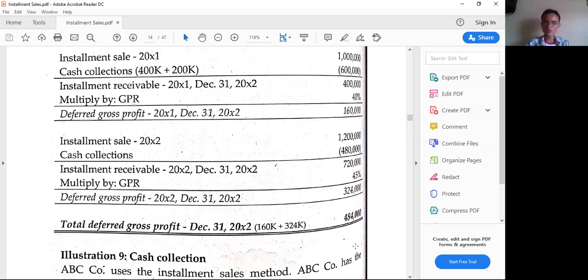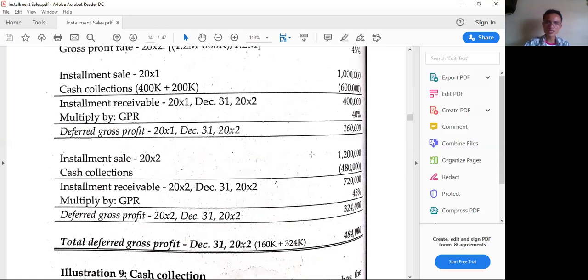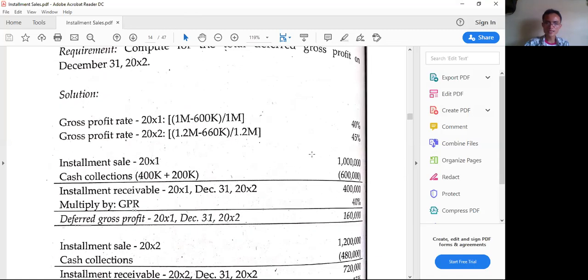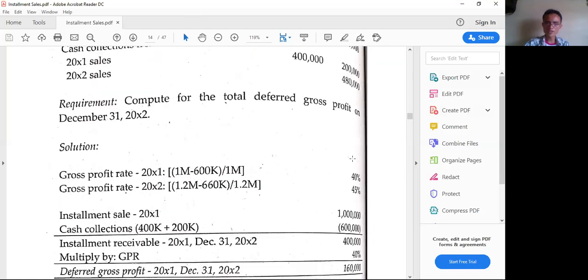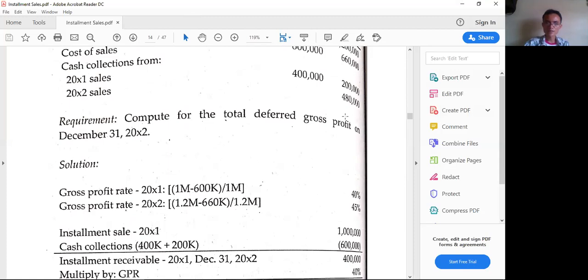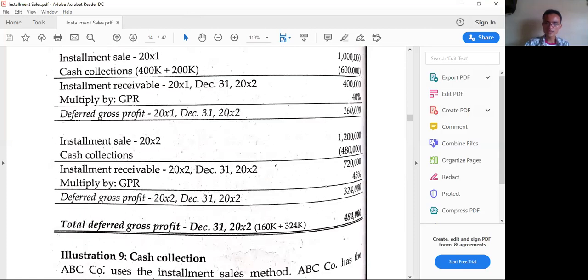We can also compute here, or this can be asked in the problem, how much is the realized gross profit. In that case, you are given the collections. If we multiply such with the rates, you will get the realized gross profit. So for 20x1, realized gross profit in the year 20x2, that's going to be 200,000 times 40%, that's 80,000. For 20x2, 480,000 times 45%, that is how much? Let's compute. 480,000 times 0.45. Oh, 216,000.